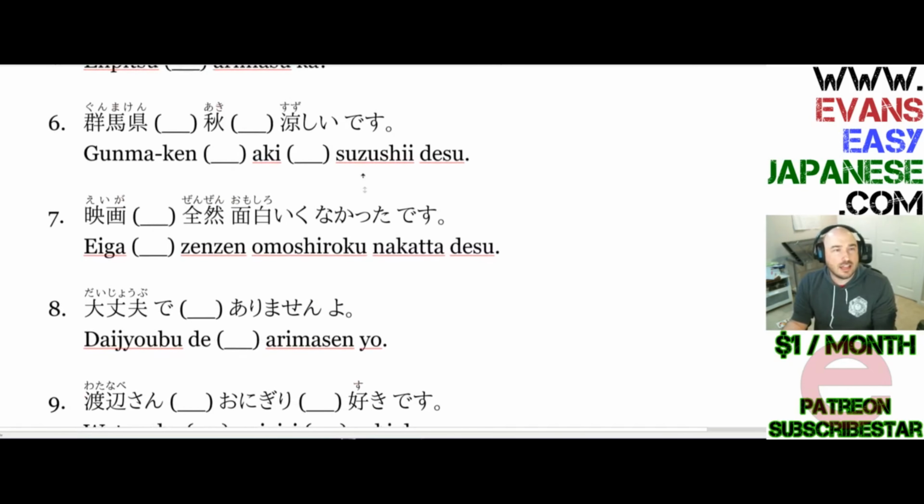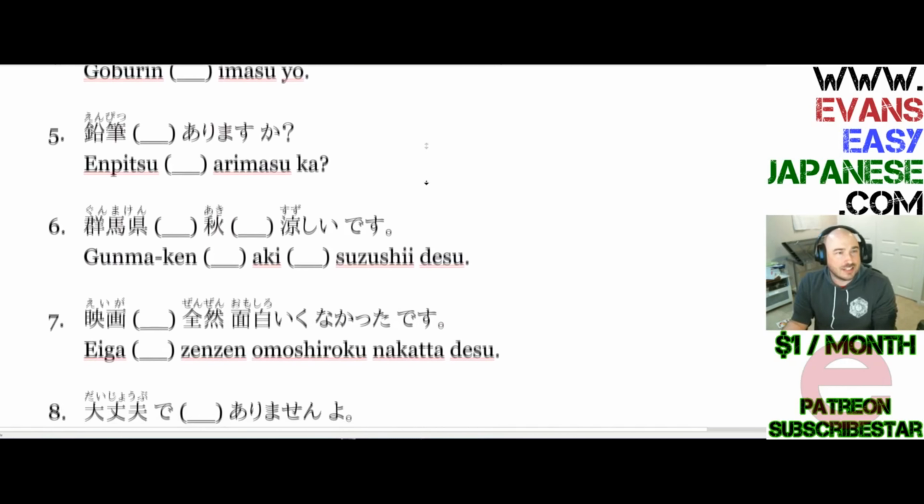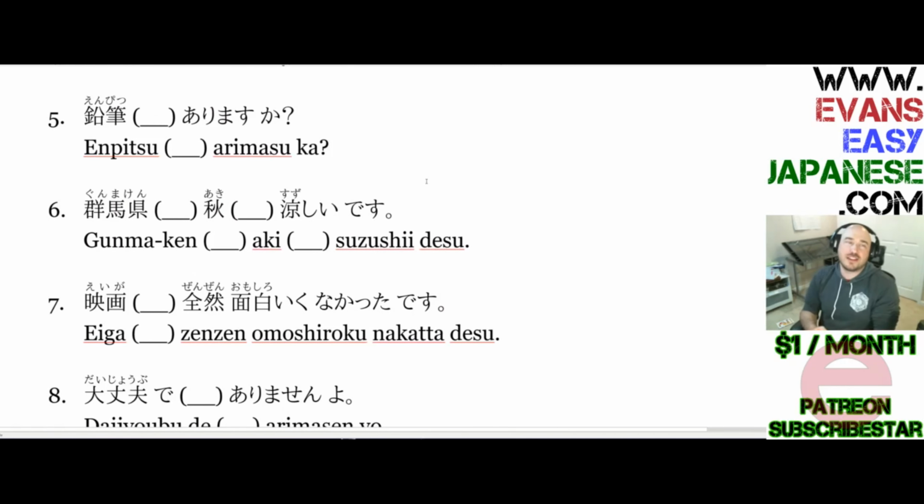All right. I can't seem to scroll properly to get just number 5. There you go. Can somebody read it and then translate it because I keep blurting it out. Enpitsu ga arimasu ka? Is there a pencil? Yes, I muted my mic so I could take a drink of water, but you answered so quickly. Enpitsu ga arimasu ka? Is there a pencil? Do you have a pencil?